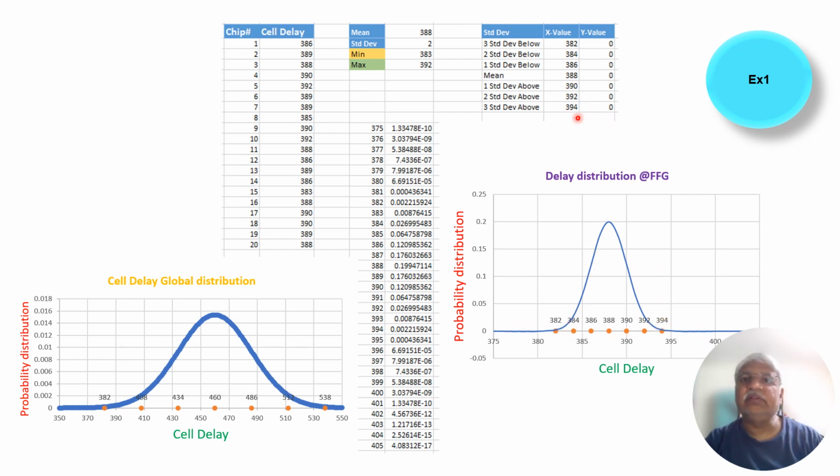And this one is this point, 382. Minus 3 sigma is this one. So you will observe that this 382 point is coinciding with this one. However, note that 388, which is the mean value, is not the same, so then we need to figure out. This cannot be the same as 460, definitely. But these values represent the local variation, and these are related to the local variation at the FF corner.